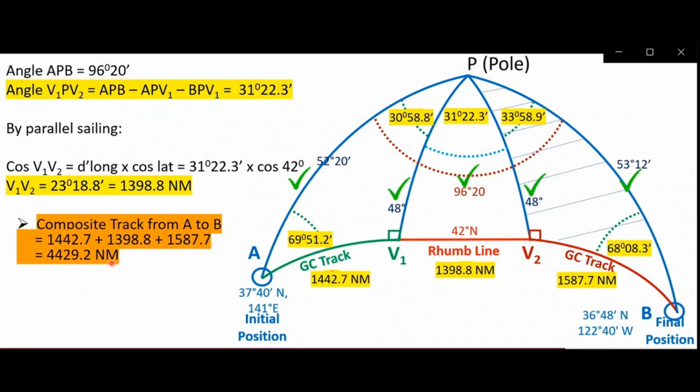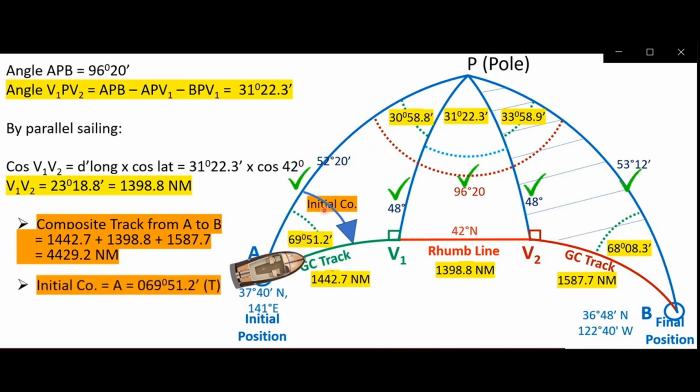The second requirement of the question was the initial course. So let's go to the diagram and place the vessel as she would be heading at A. As explained in the earlier videos, let's mark off the initial course clockwise from true north at A. This arrow represents the true initial course. We can see clearly that angle A that we calculated is directly equal to the initial course. Therefore, initial course is equal to angle A expressed in three-figure notation, 069 degrees 51.2 minutes true.